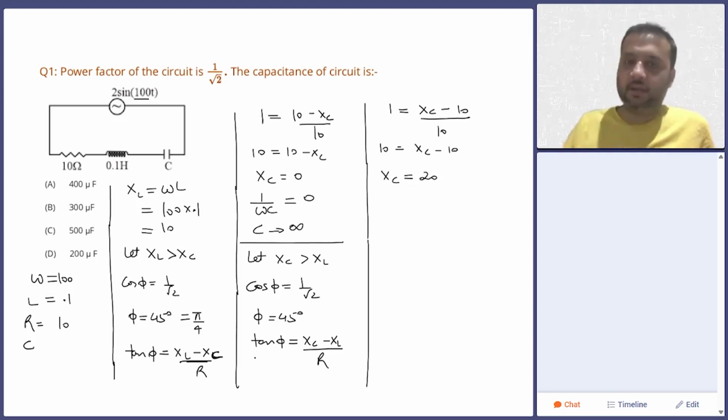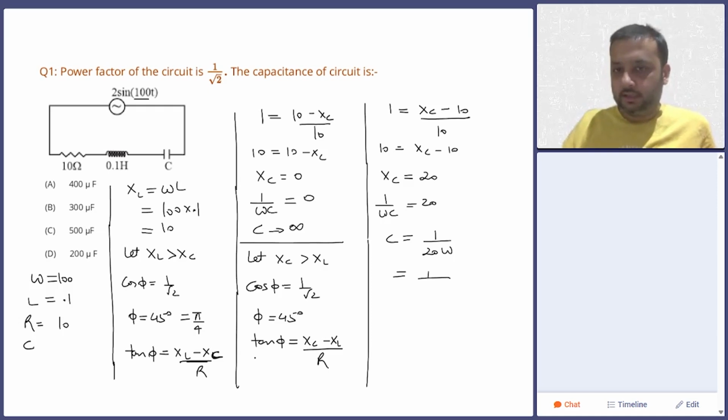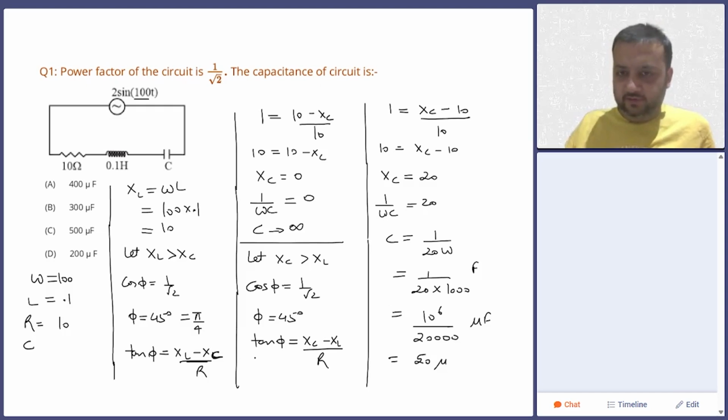which means XC will be equal to 20. Now that means 1 upon omega C will be equal to 20, and C will be equal to 1 upon 20 omega. So value of omega is given to us as 100. So this means 1 upon 20,000 farad. And if you convert this into microfarad, you'll have to multiply by 10 to the power 6 upon 20,000. So you can see that this much microfarad. Okay. So how much does this become? 100 upon 2. So that means we are getting 50 microfarad.